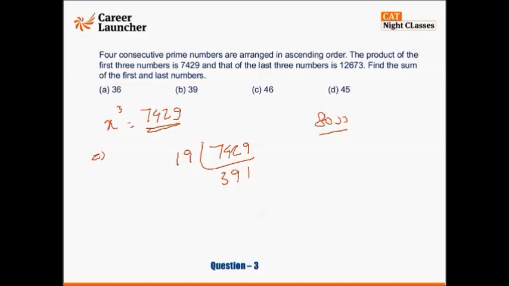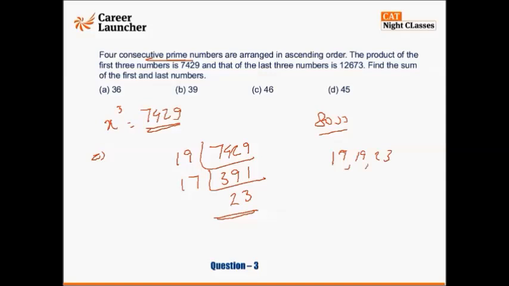So that means 19 divides 7429 completely. Now if 19 is one of the prime numbers, either 17 or 23 has to be an additional prime number because they are consecutive prime numbers. Yes or no? It's easier to work with 17 because it's an easier number. Put 17, you get 2, 34, 51, 3. And guess what? 23 is also a prime number. So you have 17, 19 and 23.